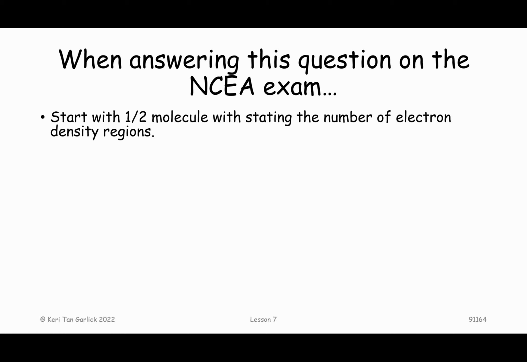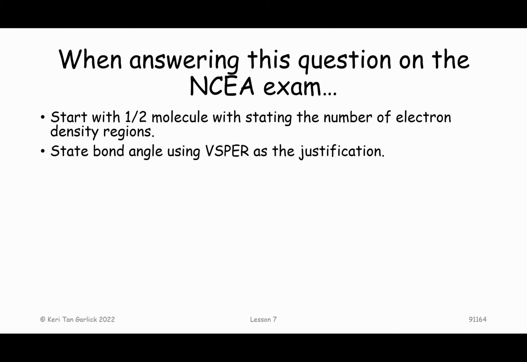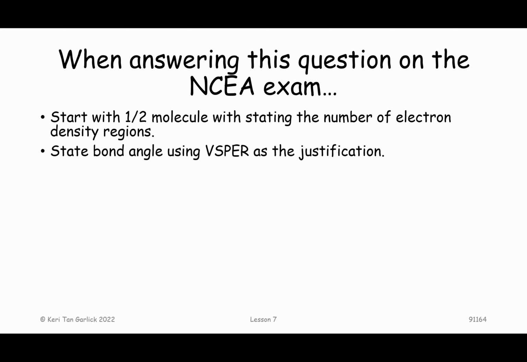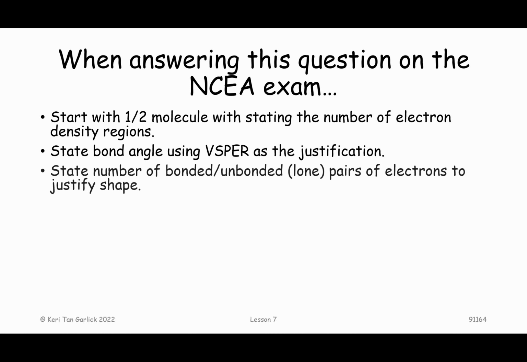So with that first molecule, start with saying the number of electron density regions, talk about VSEPR, and then use that to justify what the bond angle is. Once you have bond angle justified, you can then start justifying shape, and with that, you state unbonded and bonded electrons. It's really important that you do this in that order. I find a lot of people rush their answer and they jump straight into shape, and they totally forget to justify bond angle, and that will normally limit their answer to a merit or even an achieve, depending on that marking schedule.